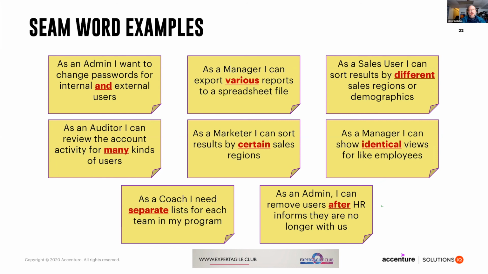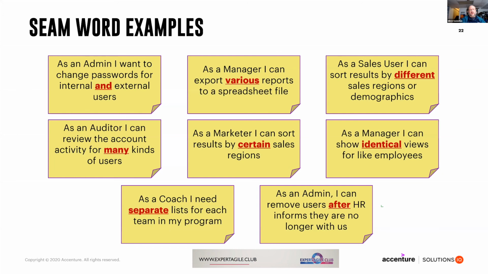What's my minimum deliverable value? Or same thing here. As a sales user, I can sort results by different sales regions or demographics. Well, if it's different, that means I can split this into multiple value statements depending on how many sales regions or demographics I'm looking at. That's when I would start to have these conversations that we're going to talk about of iterative elaboration. As an auditor, I can review the accounts for many kinds of users. Well, that's great, but what kinds of users? Which is the most important kind of user to review activity for? These are questions that we answer in this iterative elaboration.